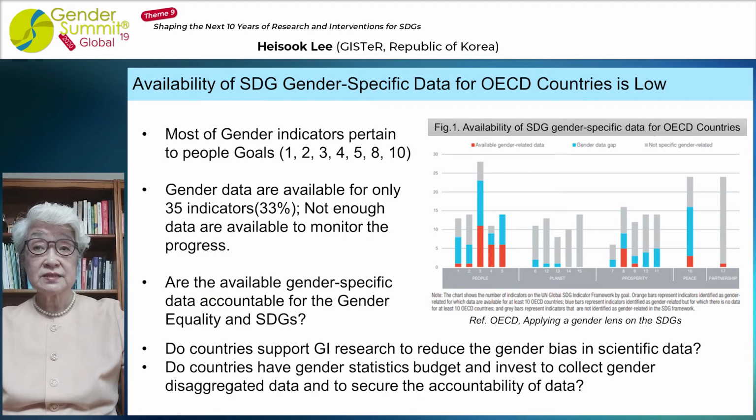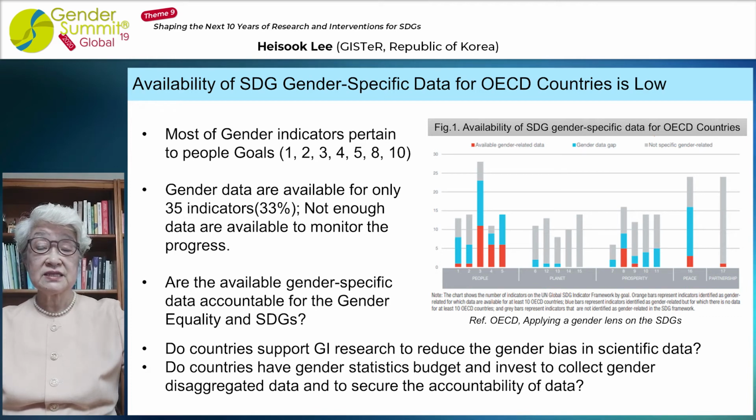Do gender-specific SDG indicators have enough data available to monitor progress? The answer is no. According to the OECD report applying a gender lens on SDGs, how are women and girls doing? Gender data are available for only 35 indicators in OECD countries. The report pointed out that no gender data are available for all goals related to planet as well as energy, inequality, and cities. More importantly, we have to ask about the accountability of available gender-specific data.